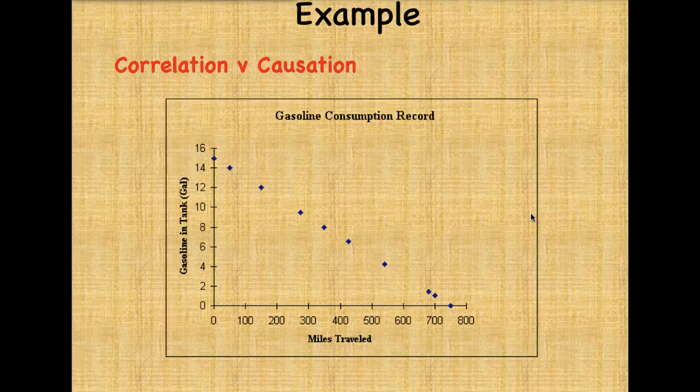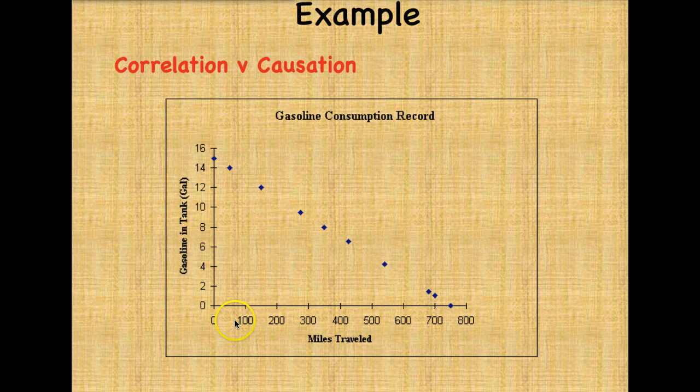Okay, here's our final example. Is this correlation or is it causation? Pause the tape and see if you can figure this out. All right, well, if we look at this, we definitely have correlation. And you can see that I could draw almost a perfectly straight line through these blue dots. And if I can do that, I have a correlation. In fact, I have a negative correlation.